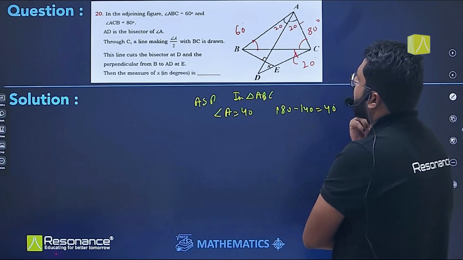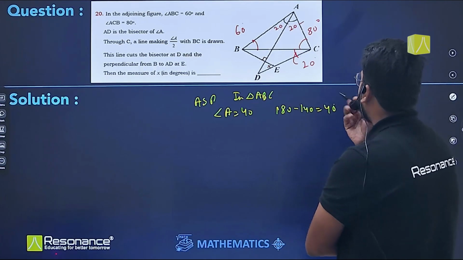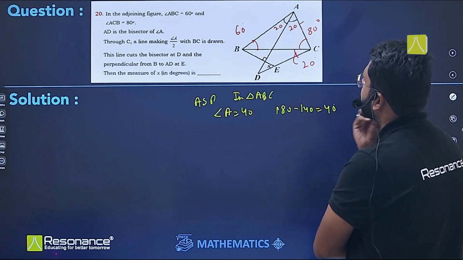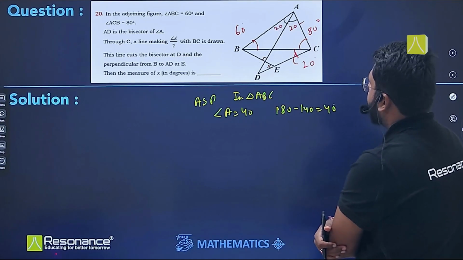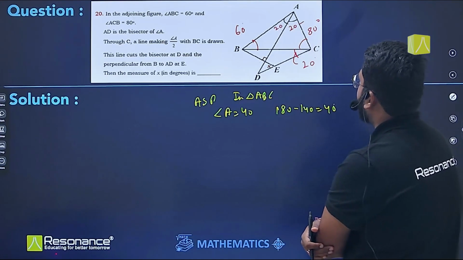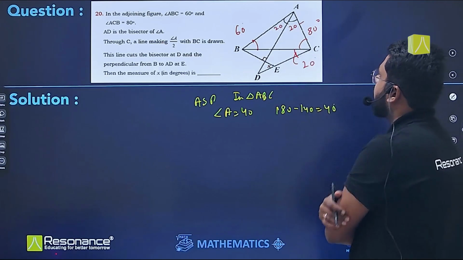Now in triangle ABC, angle B is 60 and C is 80, so we get two values. Angle A is 20 because of the bisector, and through C a line making angle A by 2 with BC is drawn, so this angle is half of 40, that is 20 degrees.